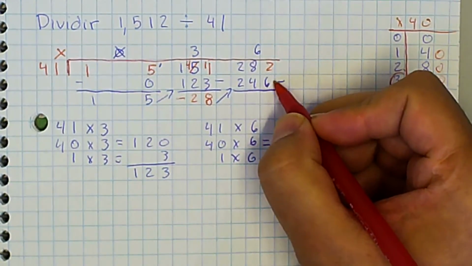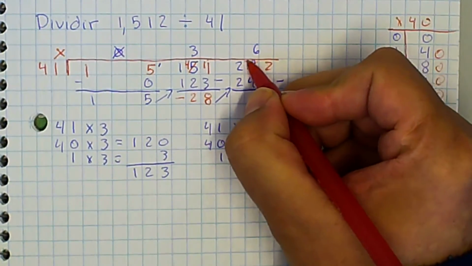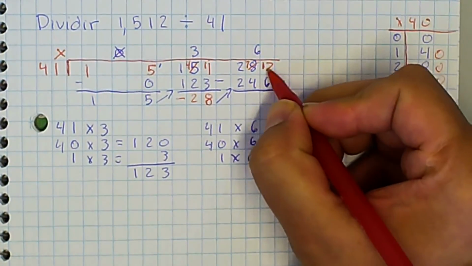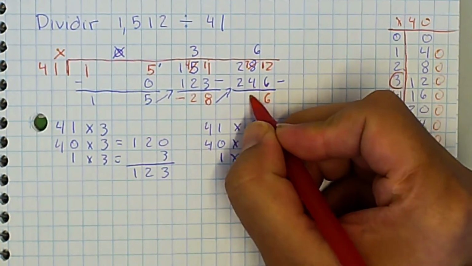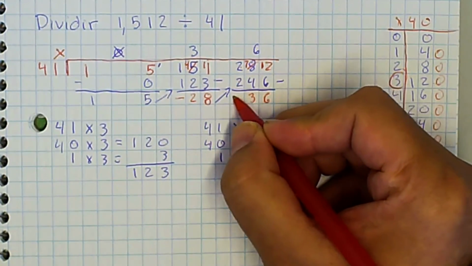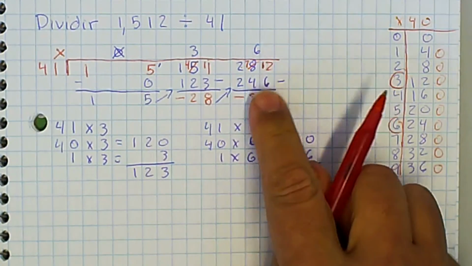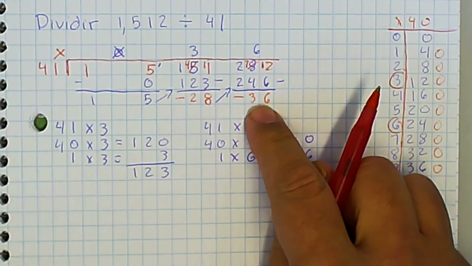2 minus 6, we can't. We have to regroup. This becomes 7. This becomes 12. 12 minus 6, 6. 7 minus 4, 3. 2 minus 2, 0. So now I have a remainder.